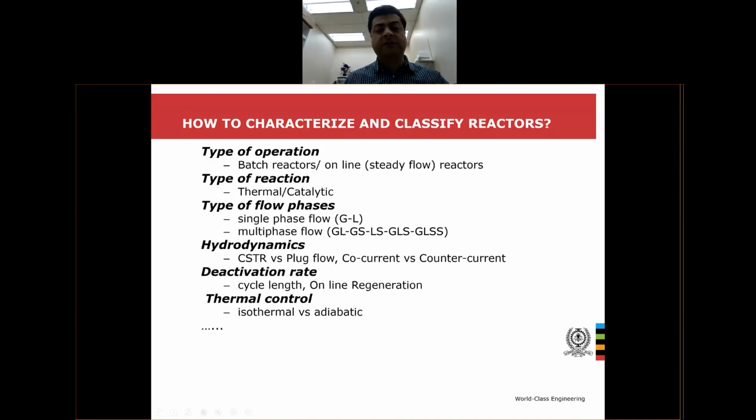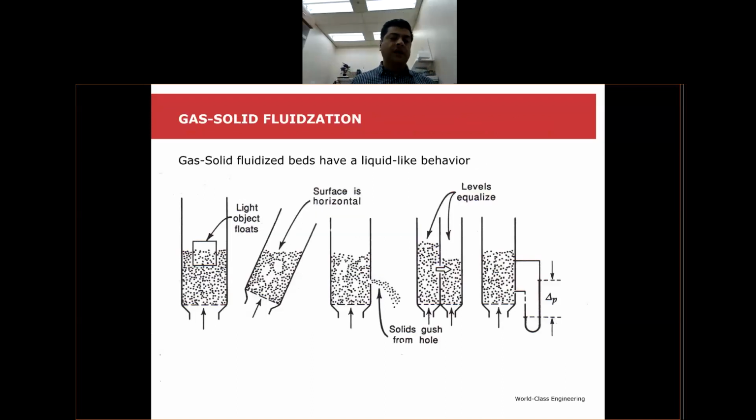Hydrodynamics means the flow pattern of the material inside the reactor. Is it a CSTR, plug flow, co-current, or counter-current? Then the deactivation rate of the catalyst, cycle length, online regeneration, and thermal control: is your process going to operate isothermal or adiabatic? All these questions should be answered to find out which type of reactor you need.